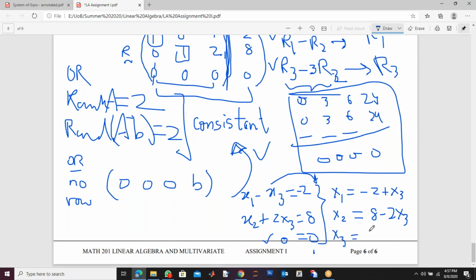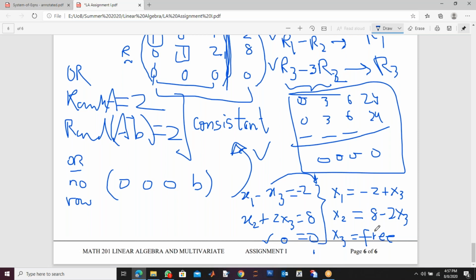So for x3, I will say that x3 is free. What does it mean? Free means it can take any value. So this is my solution. You give any value to x3. Let's say if I say x3 is 0, then you can put 0 here. You will get x1 is equal to -2, x2 is equal to 8, x3 is 0. This is one of the solutions.